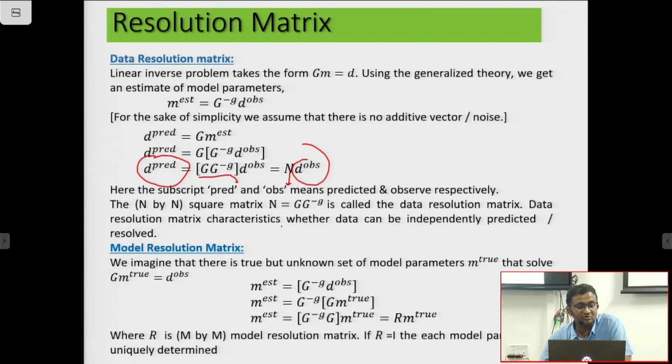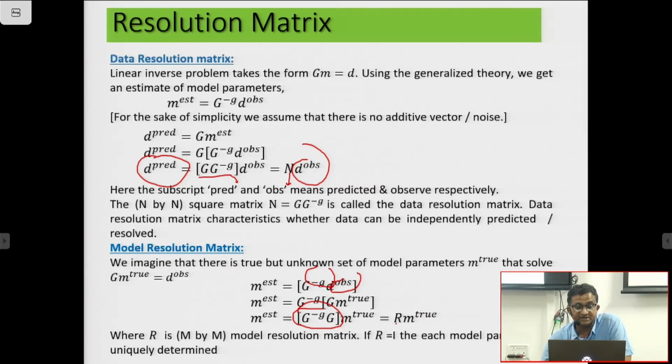So the model resolution matrix is defined like this. Let us say that m true is your true model parameters, so G times m true equals your d observations. Now m estimated equals the generalized inverse operator times the d observations. So m estimated is the generalized inverse operator times G m true. Then the generalized inverse operator times G is denoted as R, so m estimated equals R m true. So R is here your model resolution matrix.